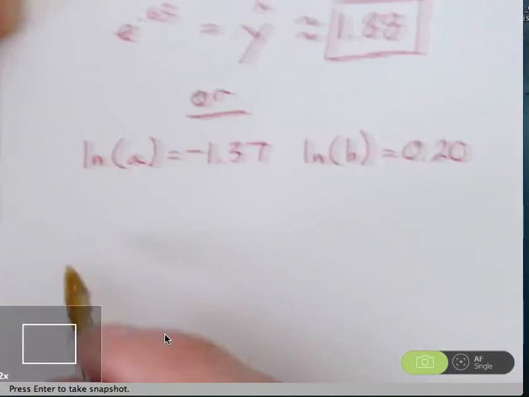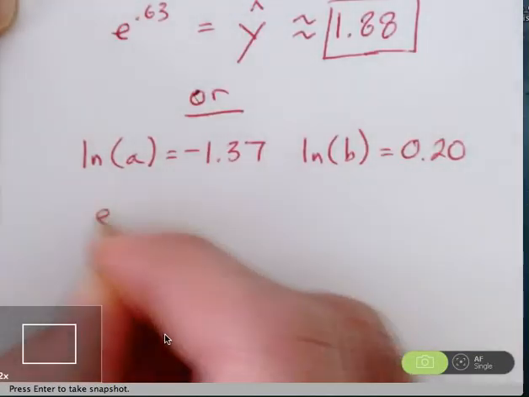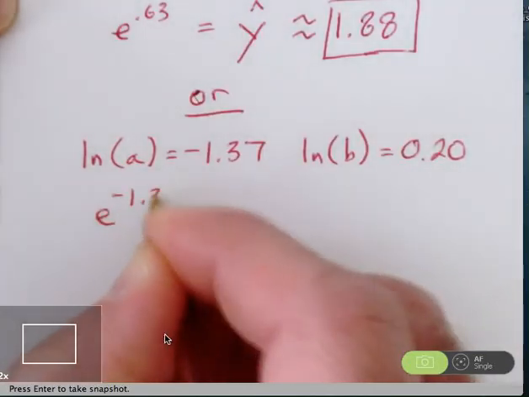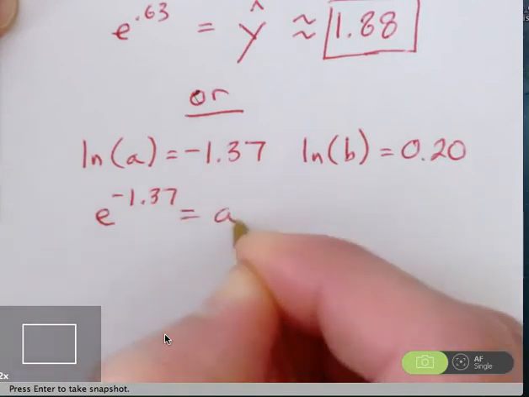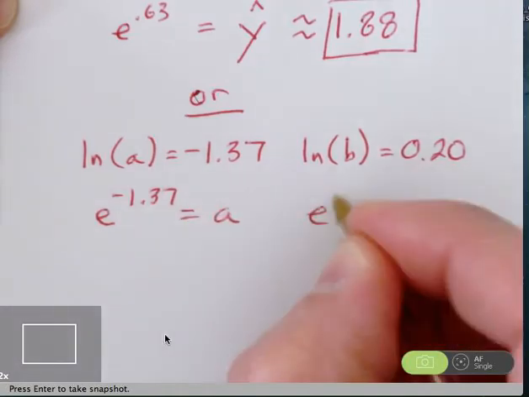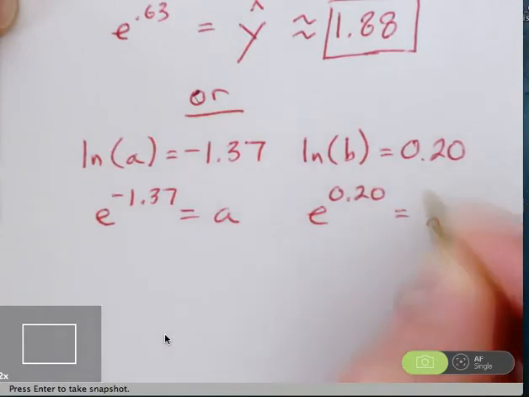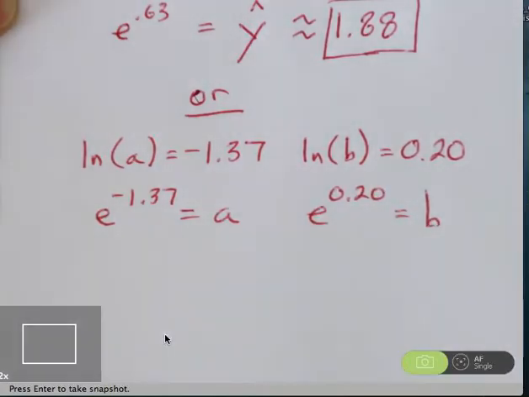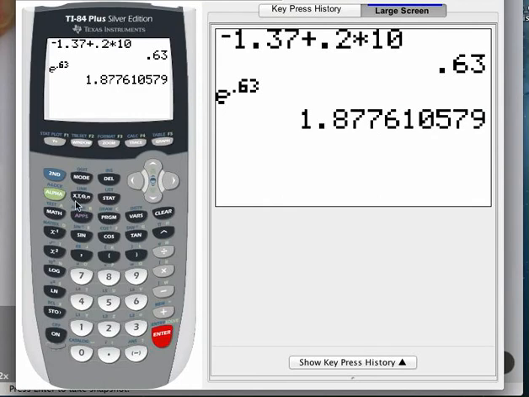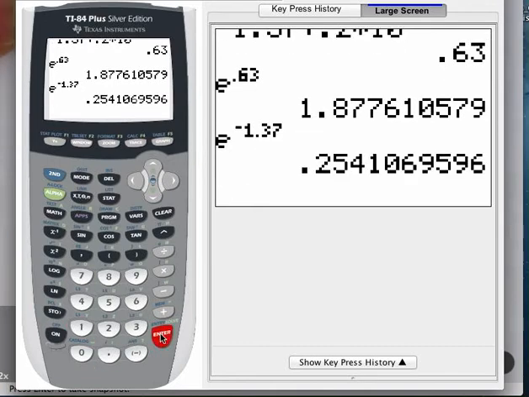So if I change both of these into exponential form, this says e to the power negative 1.37. That's going to be A. And this says e to the power 0.20. That's going to be equal to B. So I need to go to my calculator and I need to estimate each one of these. So second natural logarithm, e to the power negative 1.37. That gives me an A value of about, let's call it 0.25.